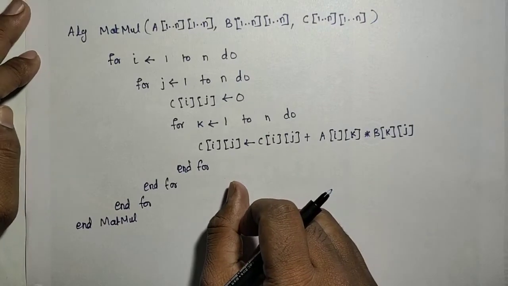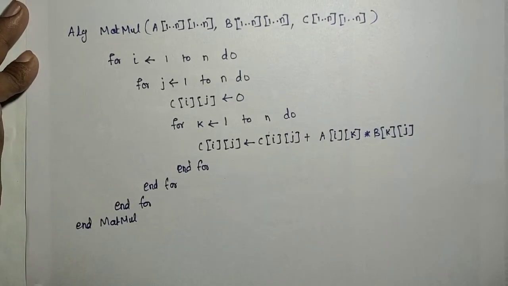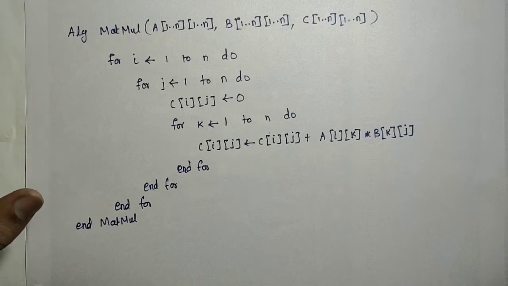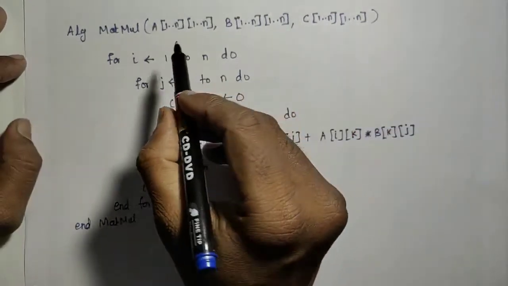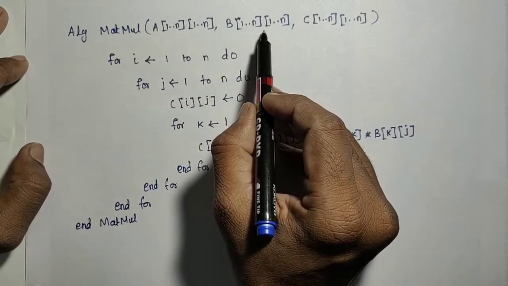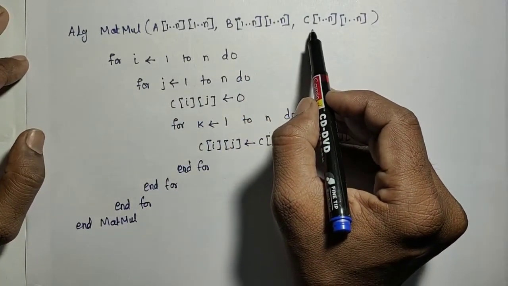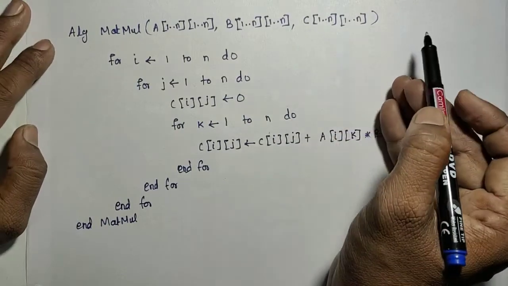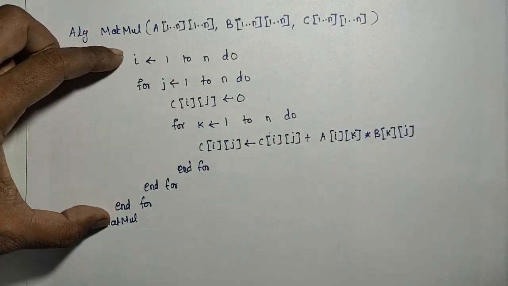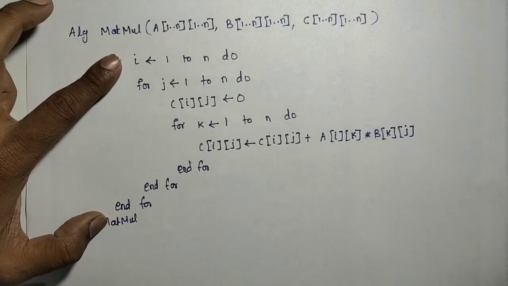Consider another algorithm, matrix multiplication, which involves three nested for loops. In that case, how to analyze this algorithm? The input is again two square matrices, A of n by n and B of n by n, and the output is the C matrix with the same dimension. So this is the algorithm for finding the multiplication of the two matrices.